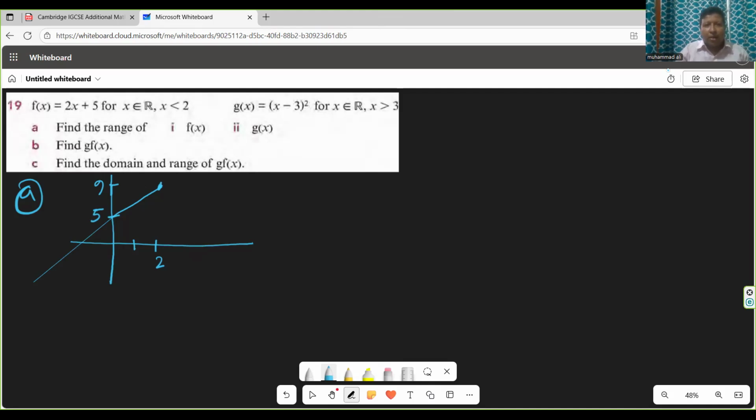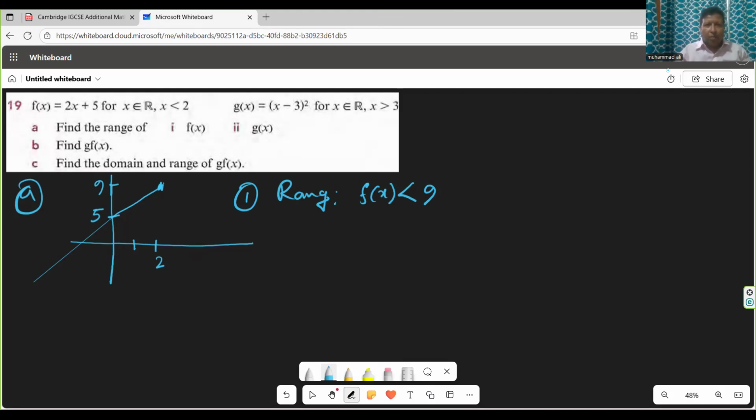So we have to write the range: f(x) < 9. Because when x value is 2, it is 9, but 9 is not included. That's why we have to write here f(x) < 9.